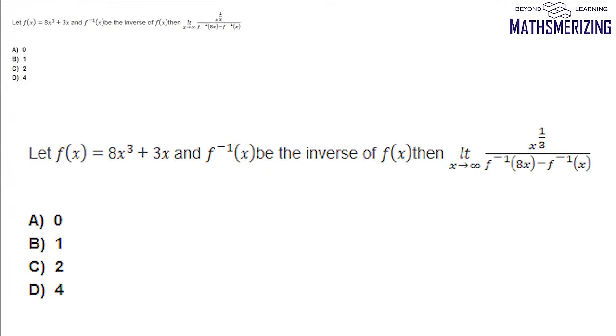Now let us take one question in limits, and this problem was asked by one of my students. It says: let f(x) = 8x^3 + 3x and f inverse be the inverse of f(x). Then we have to find the limit as x tends to infinity of x^(1/3) divided by (f inverse(8x) - f inverse(x)). Now what we are given is f(x) = 8x^3 + 3x.